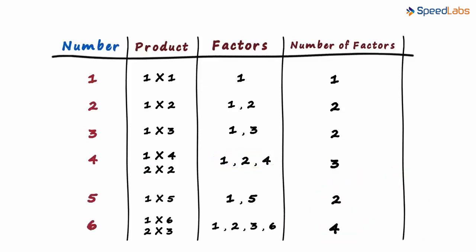This is how the table will look for the numbers 5 and 6. 5 can only be written as 1 multiplied by 5, and 6 can be written as a product of 2 numbers in 2 ways. 1 multiplied by 6 and 2 multiplied by 3. Based on this table, we can look at the different types of numbers.